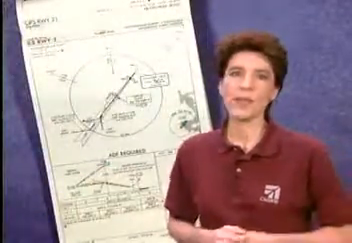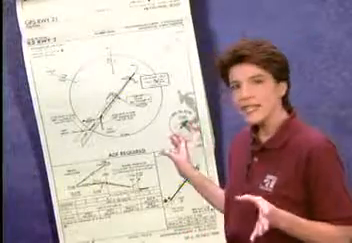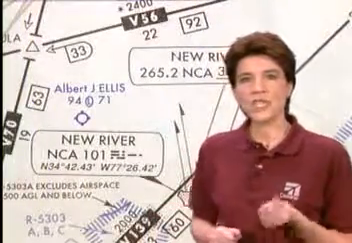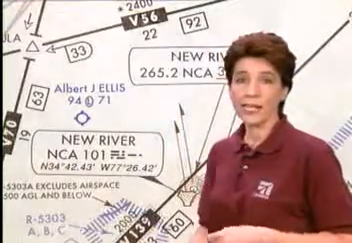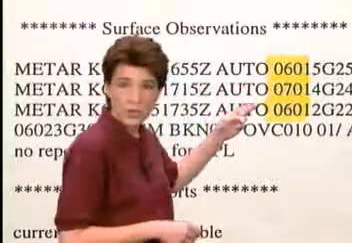The key to a good self-briefing is to develop a systematic pattern for looking over the approach plate. Let's assume that your destination is the Albert J. Ellis Airport at Jacksonville, North Carolina. Based on the most recent weather report, you're expecting to use the ILS Runway 5 approach.